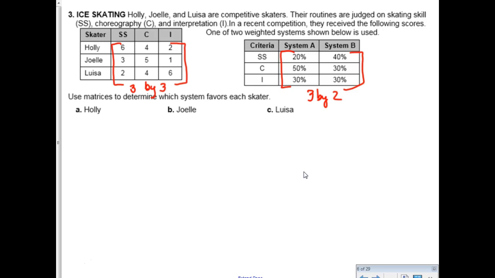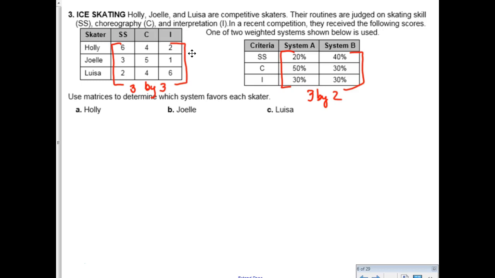So depending on which system they're being scored on, each of these figure skaters is going to have a favorable system versus a non-favorable system. Like system A counts choreography as 50%, which is the most in that system. But in system B, skating skill is counted as the highest. So I guess it depends on how this person is doing as a figure skater. Here are their scores on their last competition. So our job is to figure out which skater prefers which method.